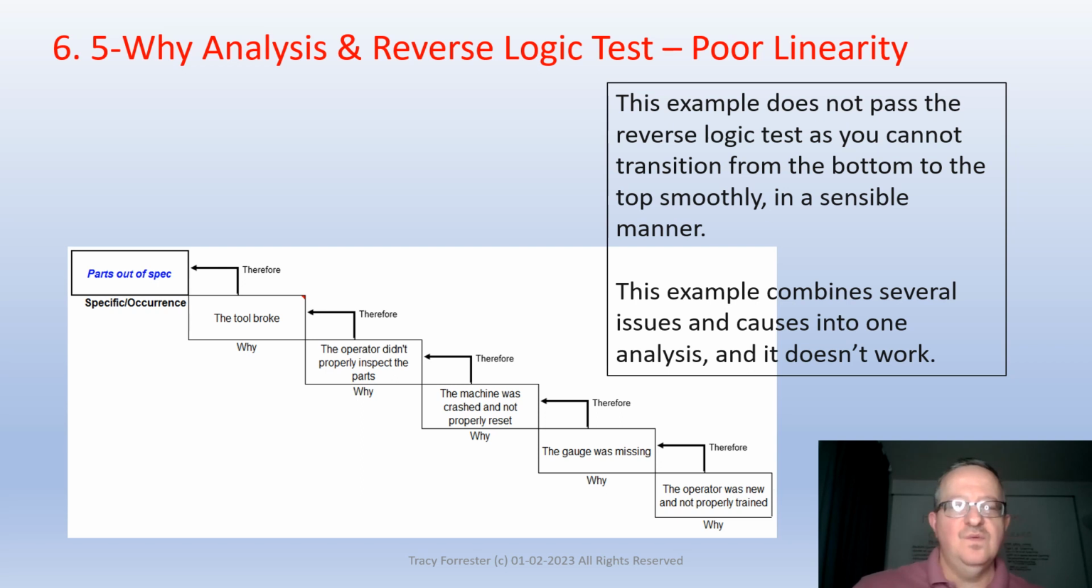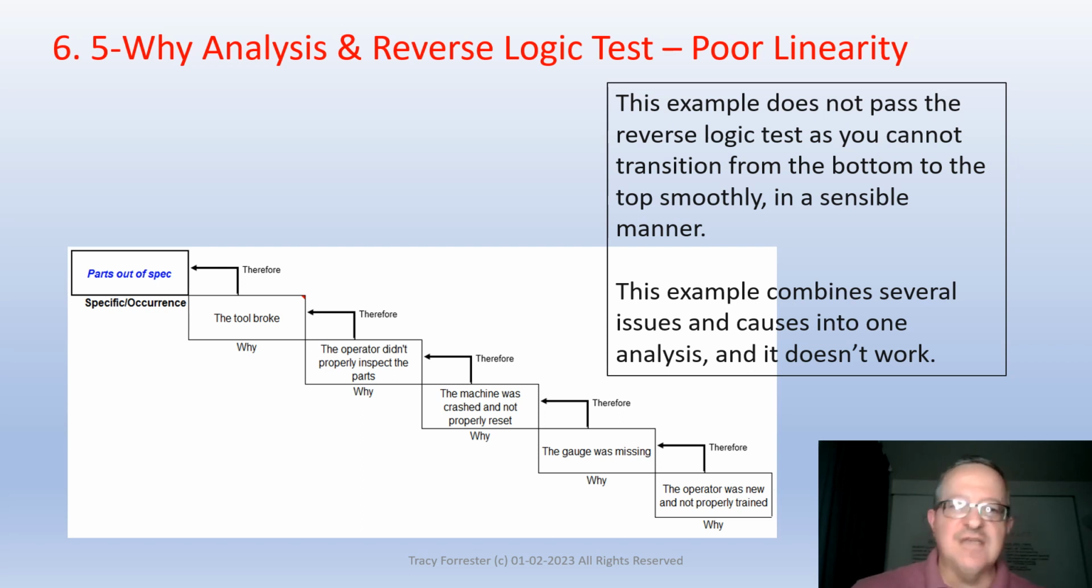And now we'll go ahead and take a look at a 5 why analysis in reverse logic for a case with poor linearity. And this happens to be an actual example of a 5 why analysis that was presented to me in the past. And I'll go ahead and share this, and you'll see what I'm looking at when I talk about poor linearity.